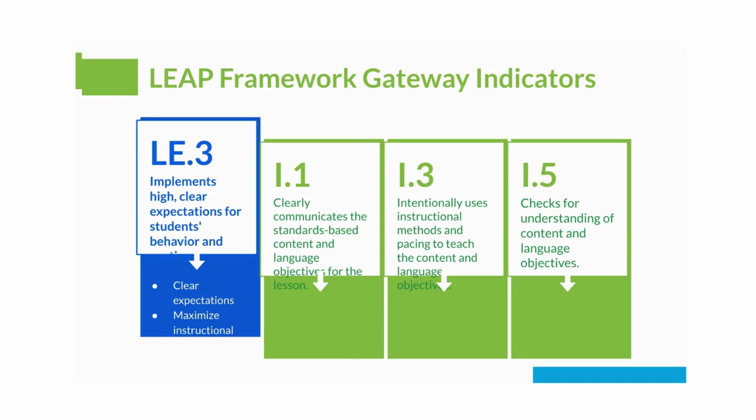The first indicator that we're going to focus on is LE3. This is titled Implements High Clear Expectations for Students' Behavior and Routines. We know that learning cannot take place when off-task behavior disrupts the learning environment. Let's explore what the expectations are for providing your students with a learning experience free from distraction while aligning your lessons to an effective score in this indicator.